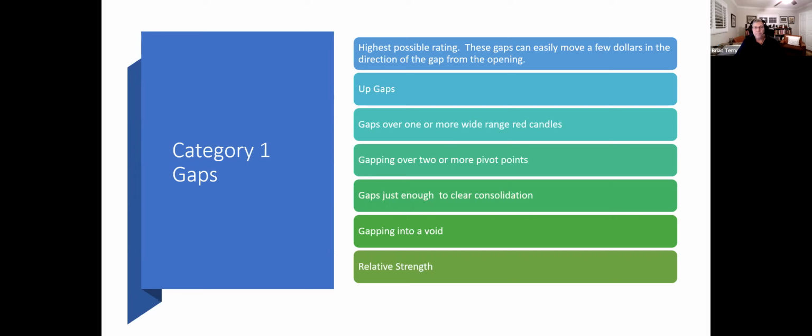We want this stock that hasn't been able to get above this consolidation or resistance, and then all of a sudden, boom, we wake up and it's blown through those numbers. And then the next thing is it gaps into a void: there's enough room after the gap to the next level of resistance, or if it gaps down, to the next level of support. And then we want to see relative strength. We talked about what that is in terms of a category 1 gap up.